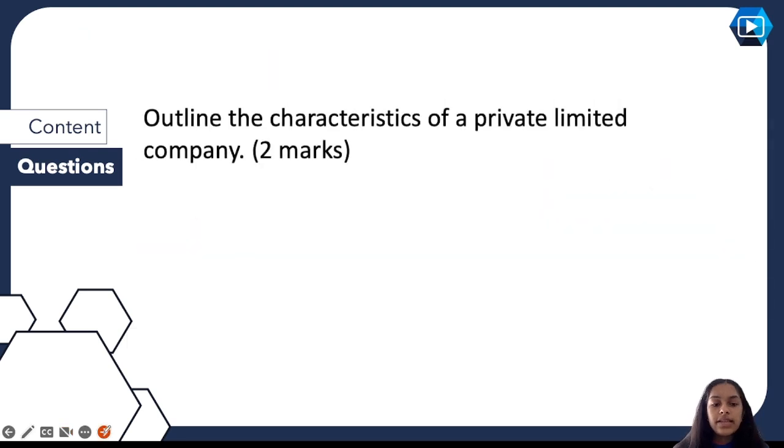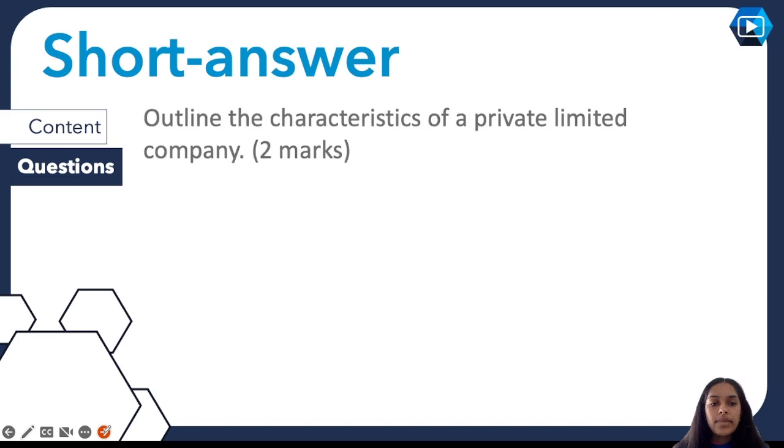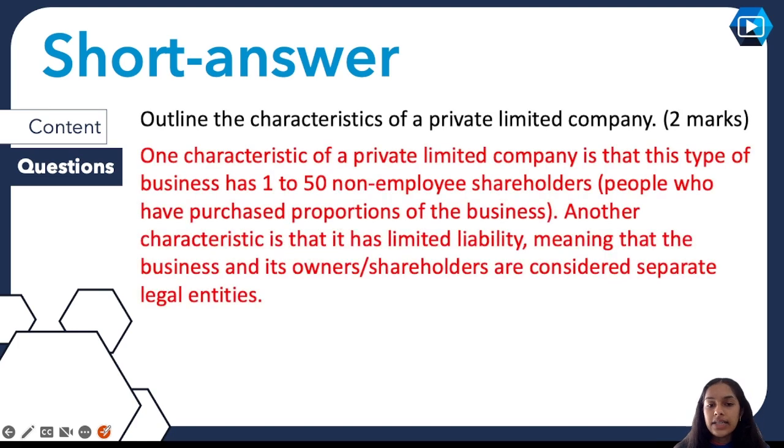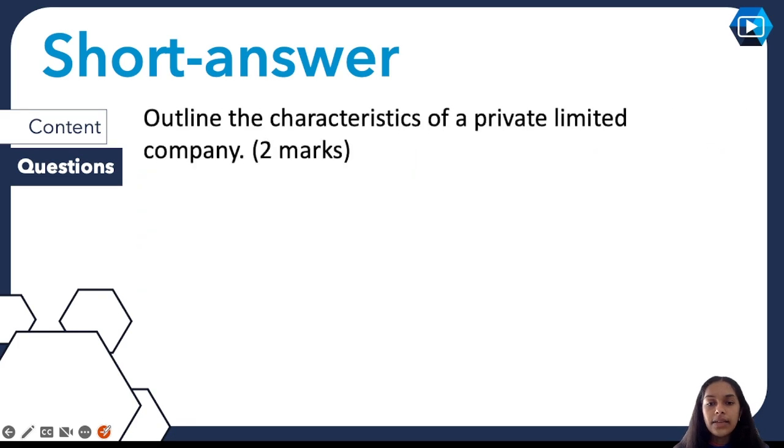The second question we have is: outline the characteristics of a private limited company. The keyword here is outline. So again, just briefly providing characteristics of a particular concept or idea. In this case, we need to be linking it to the characteristics of a private limited company.